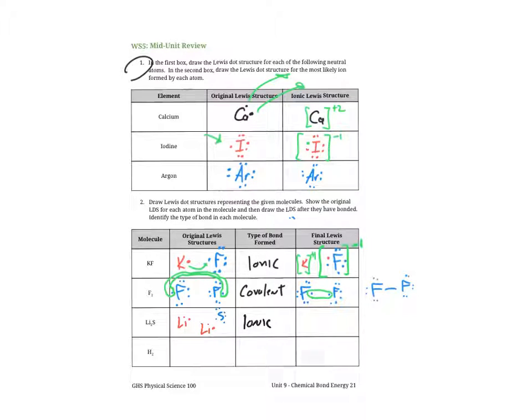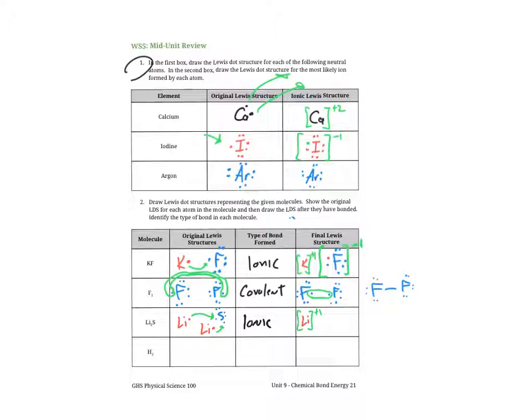So when I draw these, they're going to transfer electrons, so it's going to look something like this. Make sure I'm drawing arrows so that the person who's grading your quiz knows exactly what he's looking at. And then I'm going to draw it so that I have lithium, which appears to have lost an electron, so it's going to be a +1.